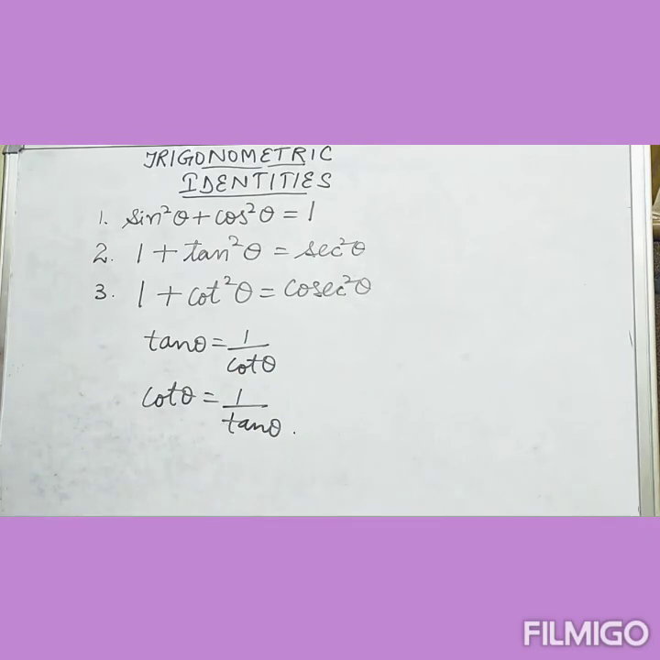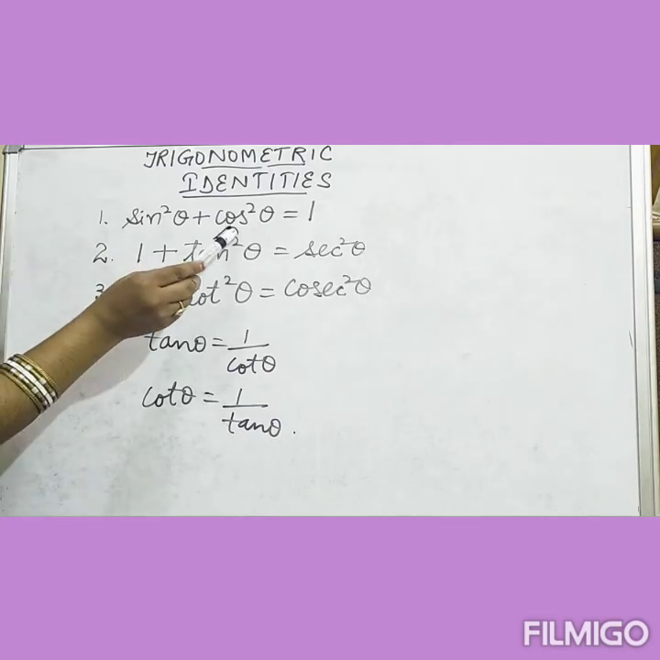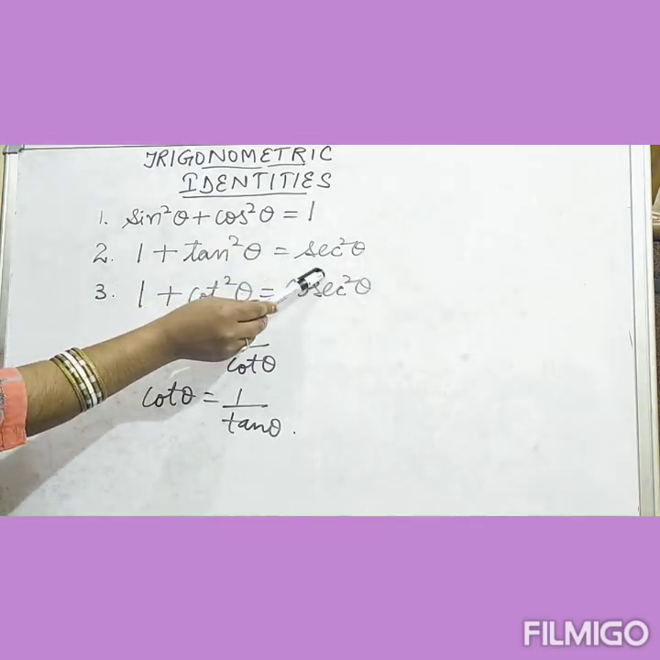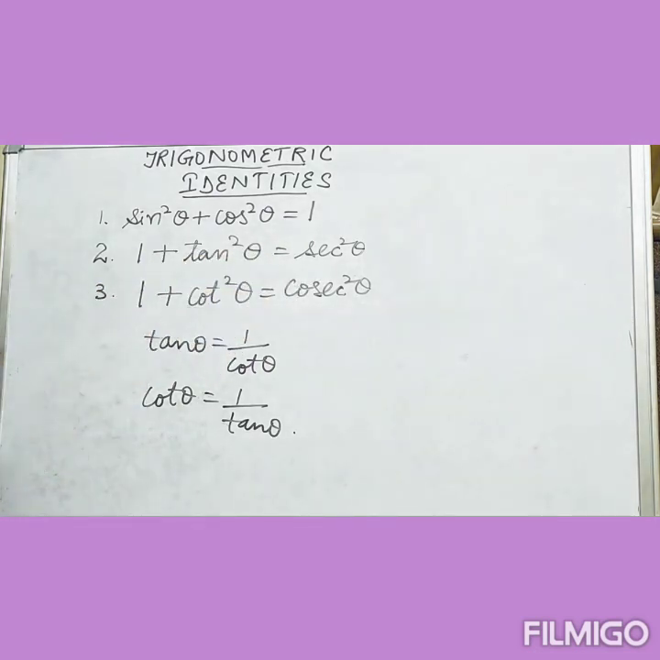So by just knowing all these formulas and identities, we can easily do the coming questions. So sine square theta plus cos square theta equal to 1. 1 plus tan square theta equal to sec square theta. 1 plus cot square theta equal to cosec square theta. Okay.